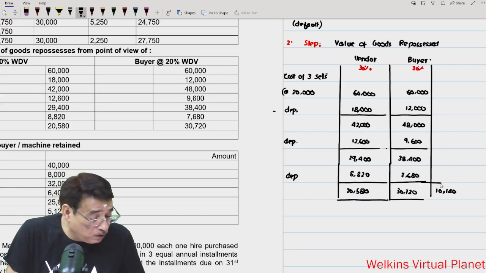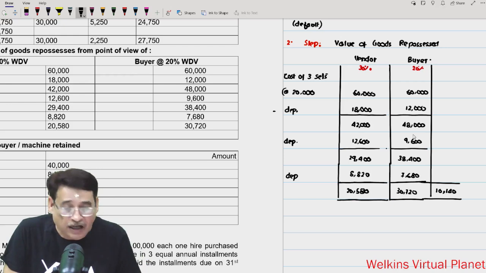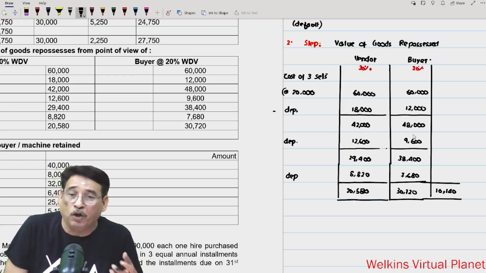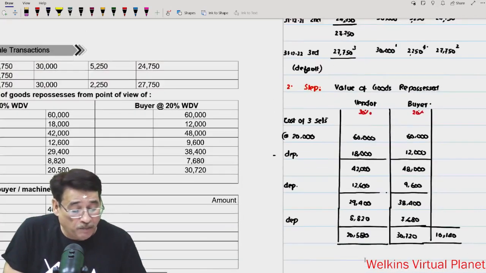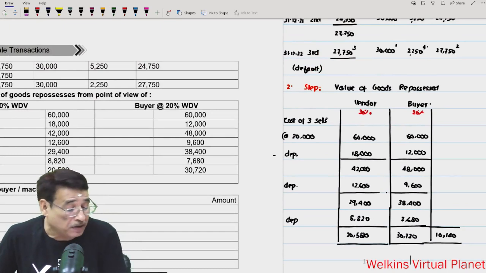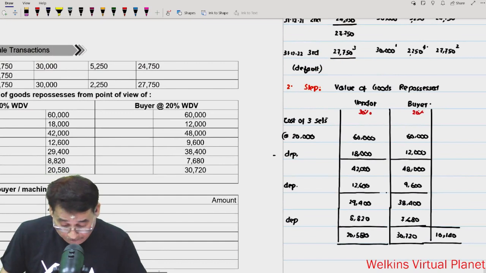Now, I would like to tell you the basic reason why I told you to also find out the value of goods repossessed from the buyer's perspective. That would help you in knowing your answer much in advance. Is it clear to you? So under partial repossession, we shall have to find out the value of the goods repossessed, much in advance.